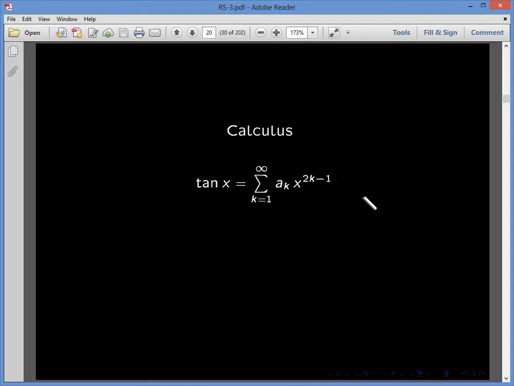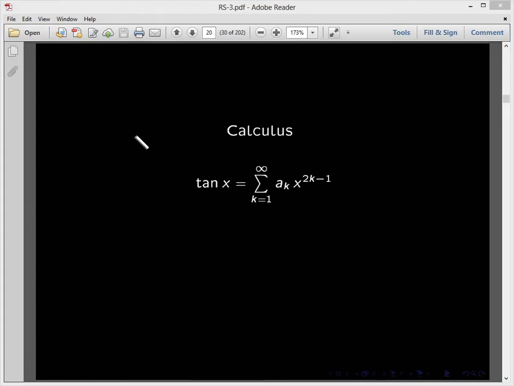But here's something that we encounter all the time in our calculus course: tangent x and the Taylor series of tangent x. One way to approach the coefficients a_k is to keep differentiating tangent x, and you might know that because it's a quotient form, it gets highly complicated. Another way is using arithmetic. So here's the arithmetic version.